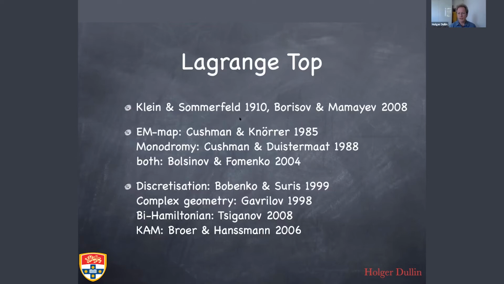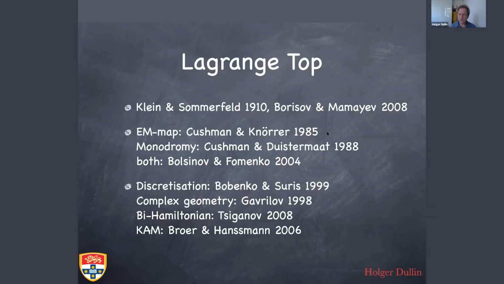Of course, it's impossible to give a complete overview of what has been said about the Lagrange top, so I'll just make a few remarks here about the literature. And I'll start with Klein and Sommerfeld, their 4-volume books on rigid body dynamics from 1910 that were recently also translated into English. And there is a recent book by Borisov and Mamayev, which is as monumental, and that has been translated from Russian in 2008. And this is an excellent source of modern theory of rigid body dynamics.